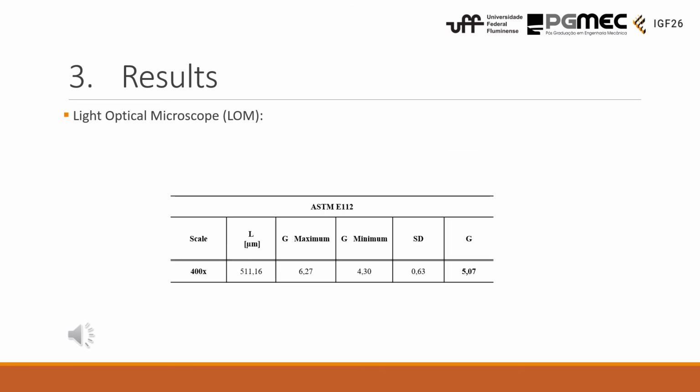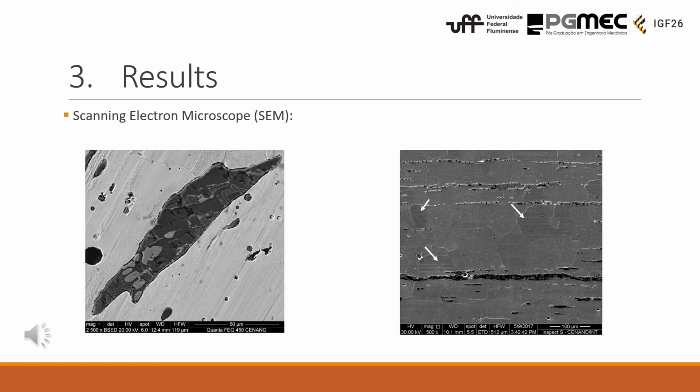The last analysis using the optical microscope was the grain size of this type of material. We obtained a value of 5.07 for the G grain size using the international standard ASTM E112. We used the scanning electron microscope to analyze the inclusions and precipitates inside this material. On the left image, we can see a big slag inclusion and that there are different compounds inside of it.